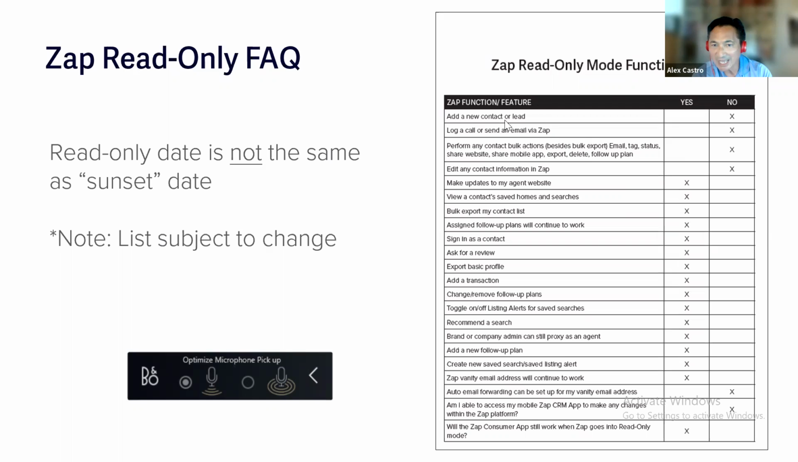Can I add a new record, a new contact or lead? No. Can I call or send them via Zap? No. Okay, so you can see all these. Here's another one down here. Am I able to access my mobile Zap CRM, right? The Zap app on your iPhone or Android? No. This is after your read-only date.